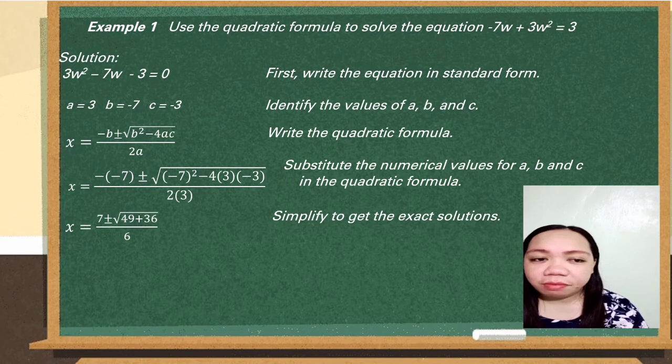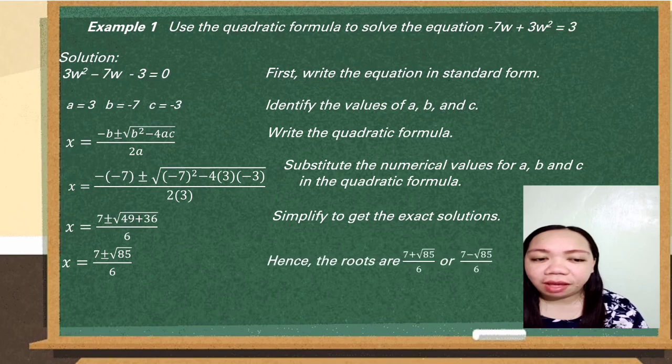4 times 3 times negative 3 is negative 36, but we have a minus sign. So negative of negative is positive. So it will be positive 36. So 49 plus 36 is 85. 85 is not a perfect square, and it also doesn't have a perfect square factor. So we'll just let it be. So hence our solution is 7 plus square root of 85 over 6 or 7 minus square root of 85 over 6.